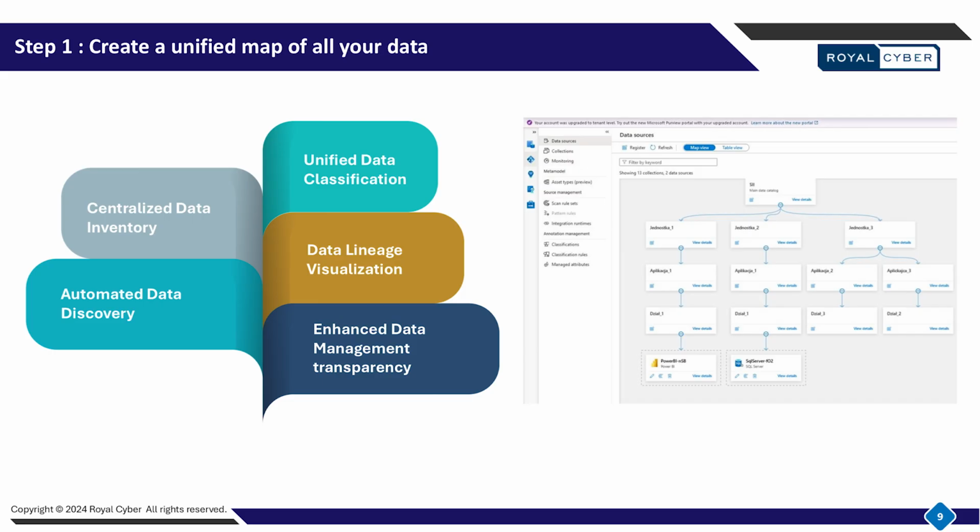Let's break down how Purview enhances data visibility. The first step is to create a unified map of your data. This is where you connect to different data sources and pull in the metadata. Purview automatically discovers this data across your environment, whether it's on-prem, in the cloud, or spread across various databases and applications. It then goes on to classify this data into categories and provides a visual representation of data lineage. This means you can see how data moves and transforms over time. Having this unified map is essential because it gives you a holistic view of your data landscape, helping you identify where sensitive data resides and how it's being used.